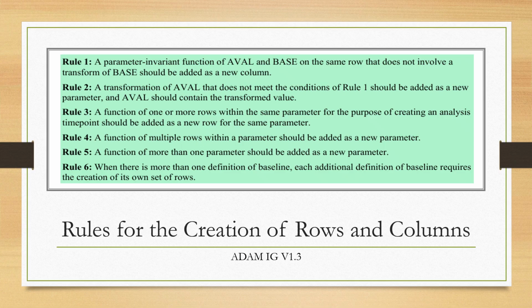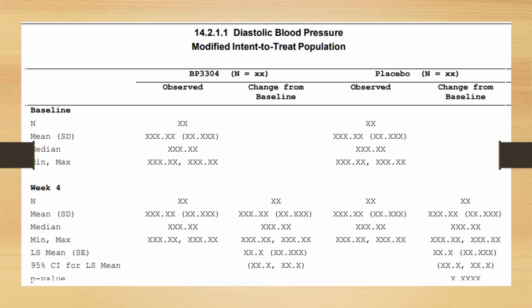In today's video, we will break down the essential rules for creating rows and columns in ADaM datasets based on the ADaM Implementation Guide version 1.3. Before we see the first rule of creating the rows and columns in ADaM datasets, let's understand how that rule can be seen in implementation at the analysis level.